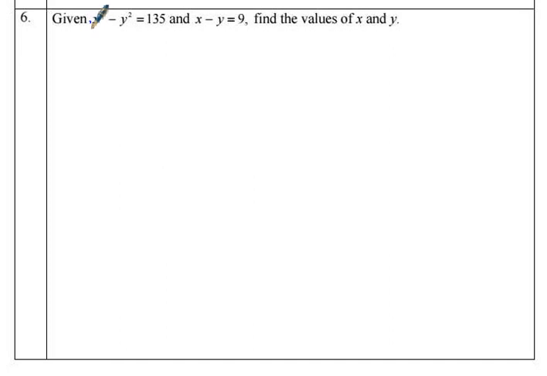But I know that since I have a number squared minus another number squared, then I can apply the identity of a difference of two squares. I can write this as x minus y times x plus y. All right, x minus y times x plus y. I have only factorized this part. This now should give me my 135.